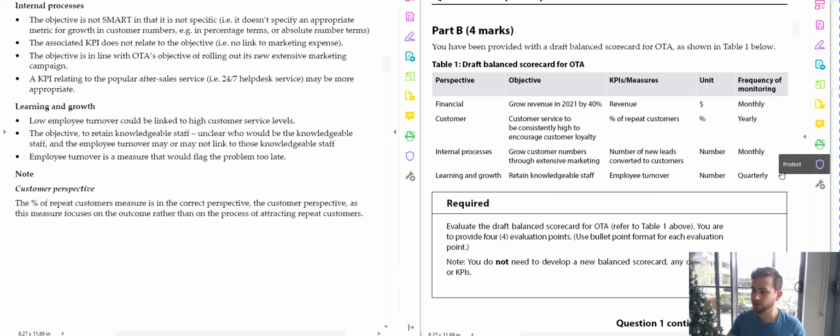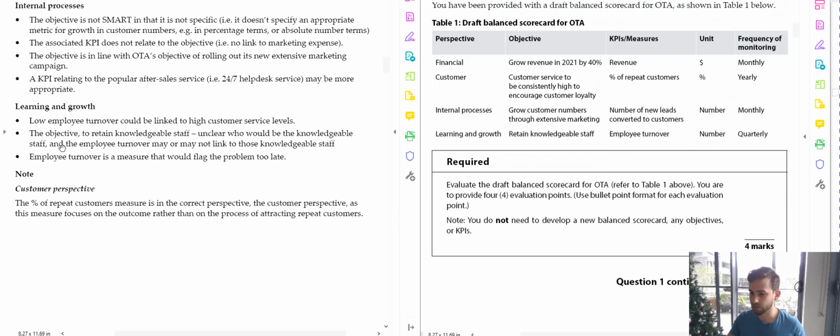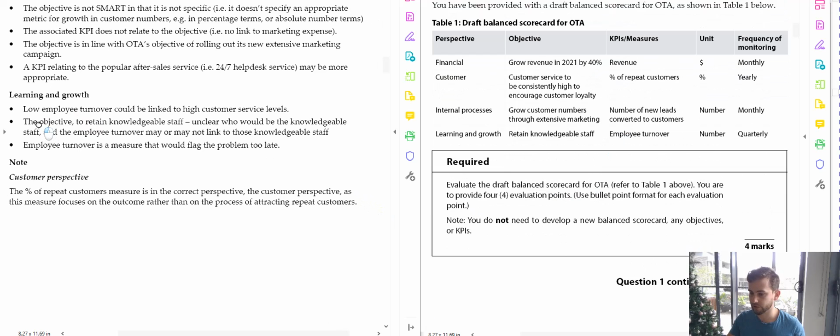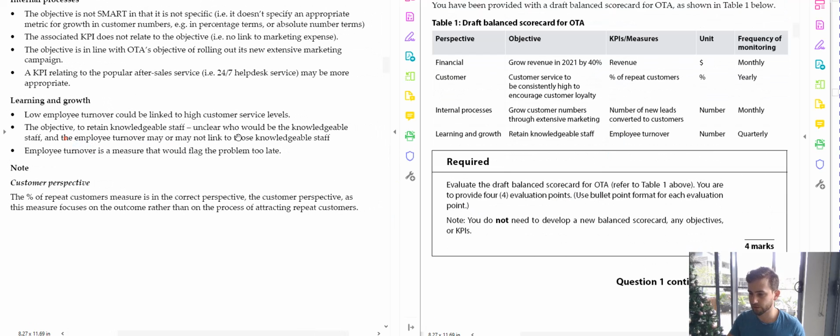Learning and growth: low employee turnover could be linked to high customer service levels. The objective is to retain knowledgeable staff. It's unclear who the knowledgeable staff are, and employee turnover may not be linked to the knowledgeable staff. Employee turnover is a measure that would flag the problem too late. Yes, they've already left at that stage.